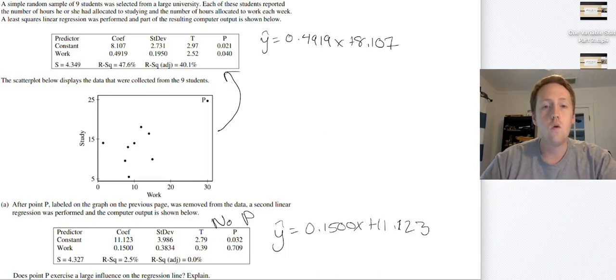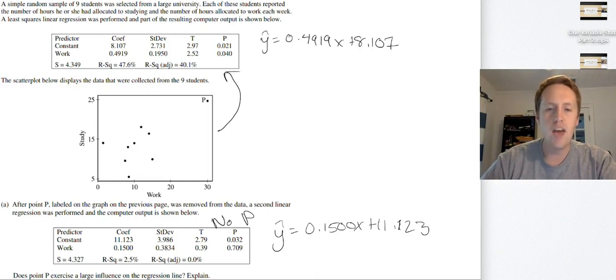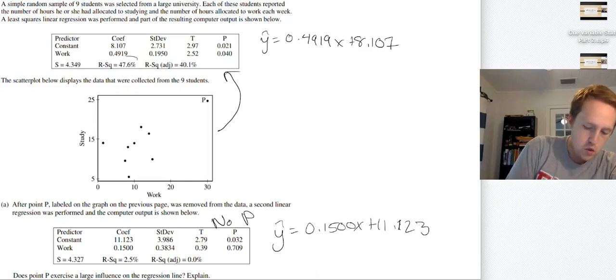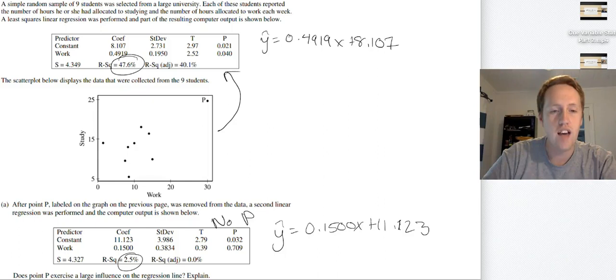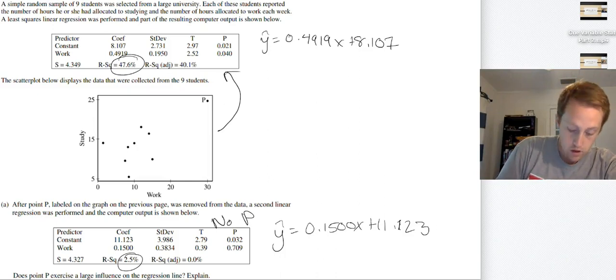Okay, so yeah, look, it's got a huge influence, right? When P is removed, both the slope and the y-intercept change. A bunch of other stuff changes too. Look at the r squared. It goes from 47.6% to 2.5%. That's huge. So our answer is yes.